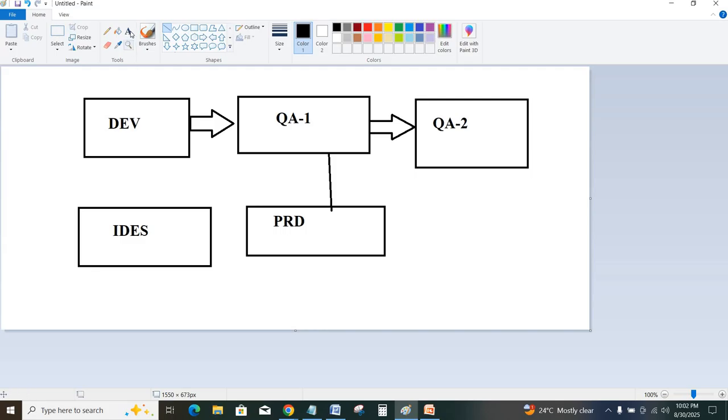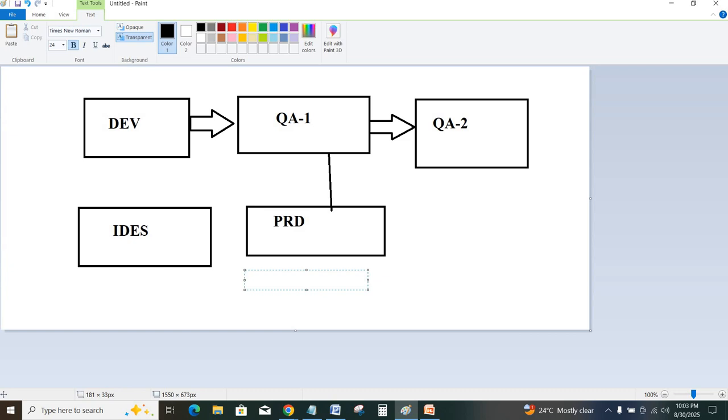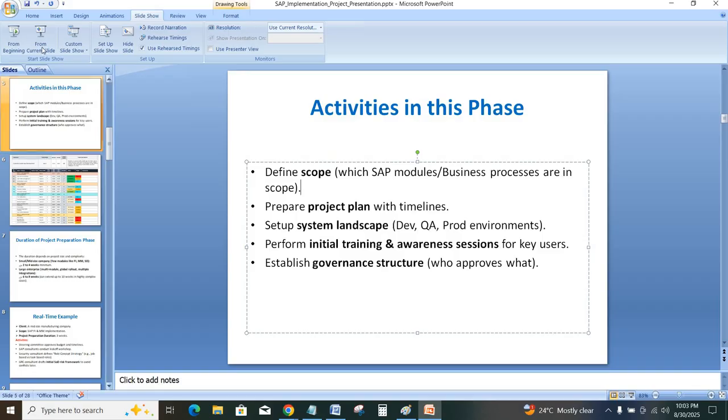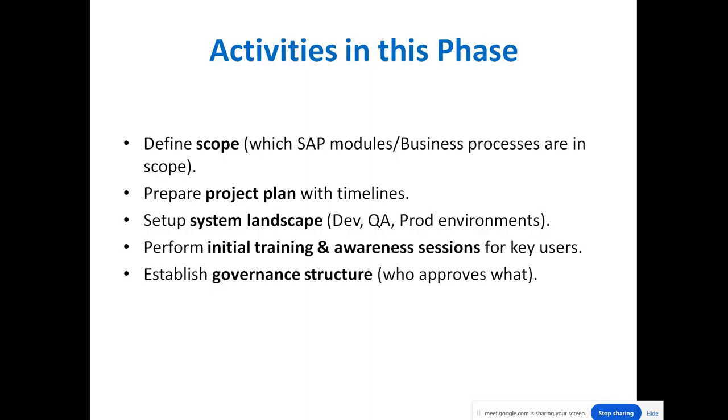Remember, there are 2 things. One, you need to follow the 5 phases of the SAP methodology. And then you need to follow the minimum development, QA and PRD. This is the landscape. You should follow these two. If you are not following them and anything happens to your data, SAP is not responsible for that. That's why the system landscape is very important.